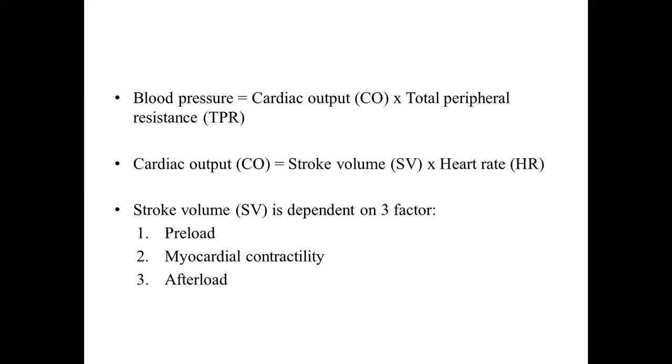Together, these are conditions that result in heart failure by specifically affecting this component, which is myocardial contractility. That means there is impaired myocardial contractility, which will result eventually in reduction in the cardiac output.